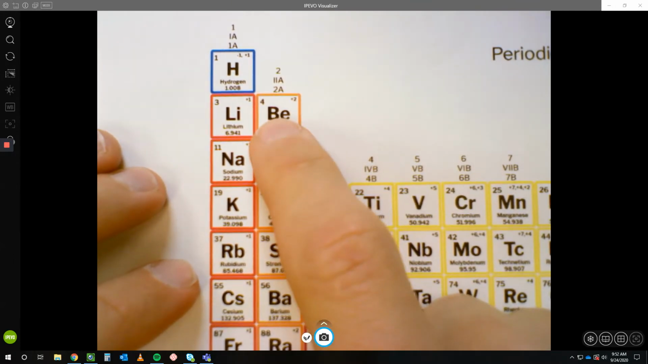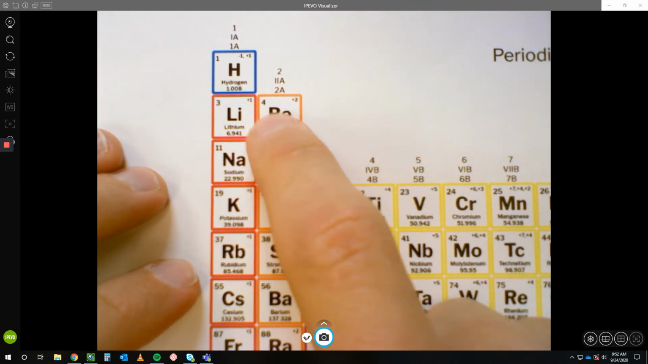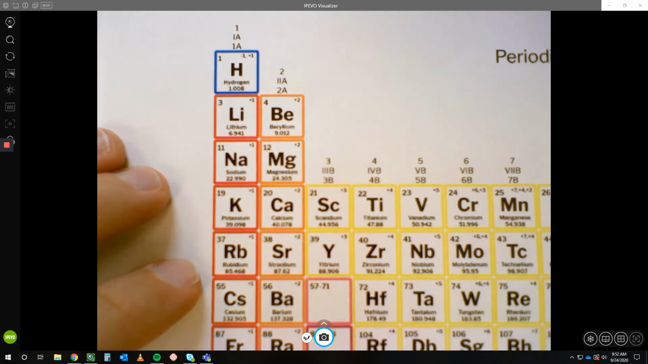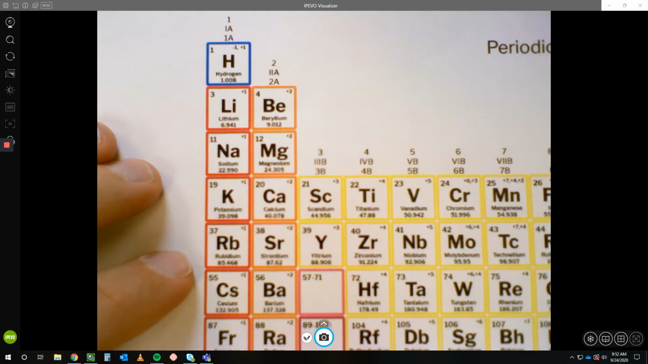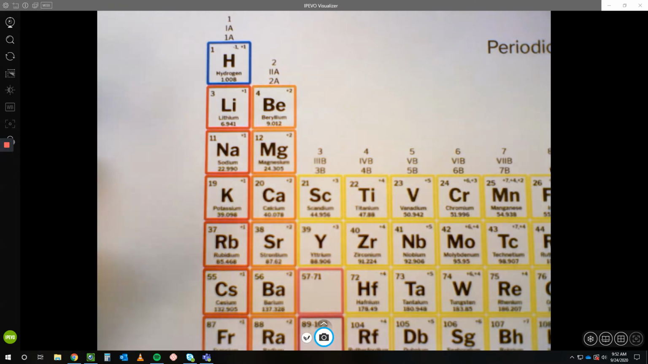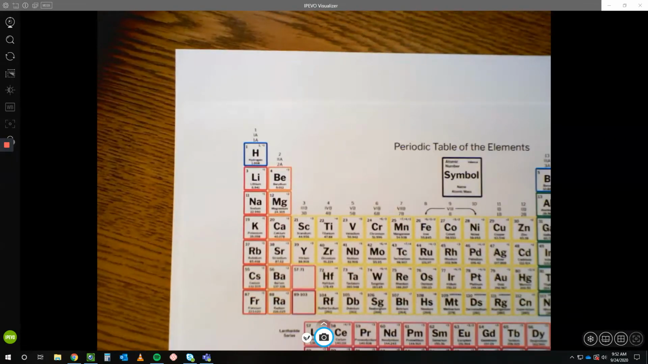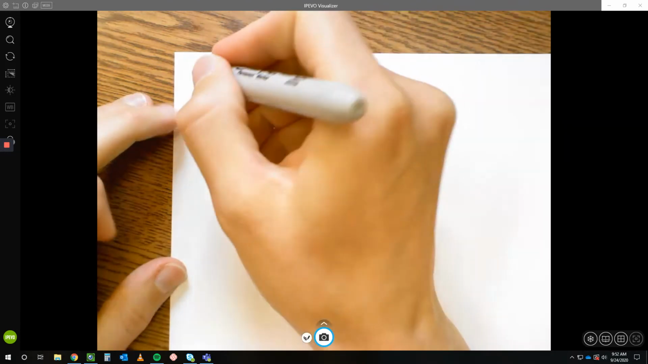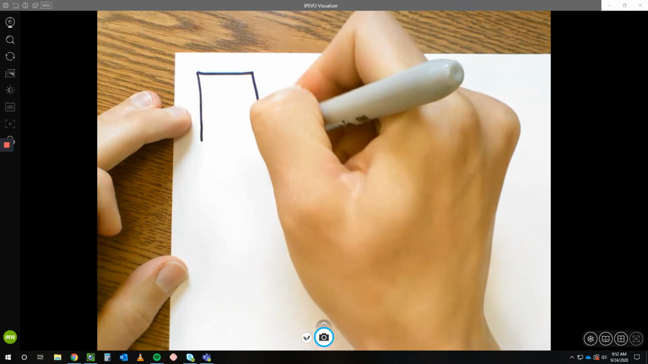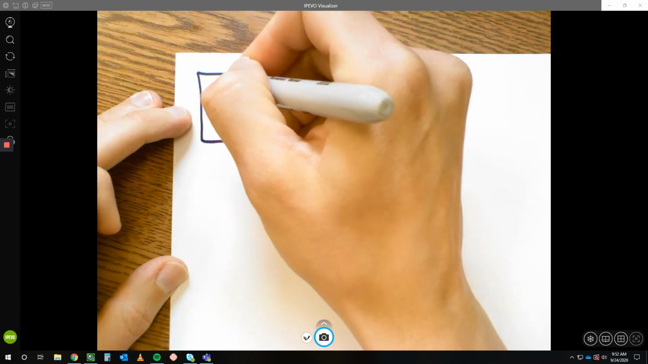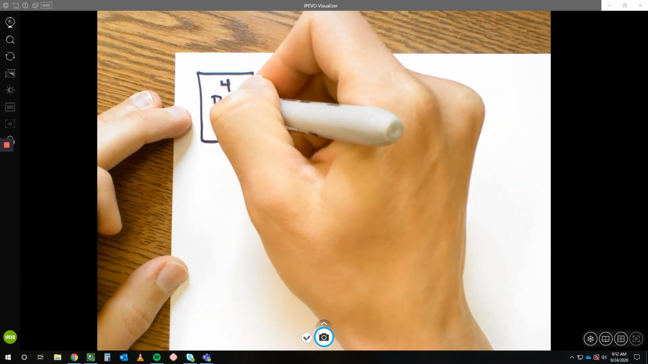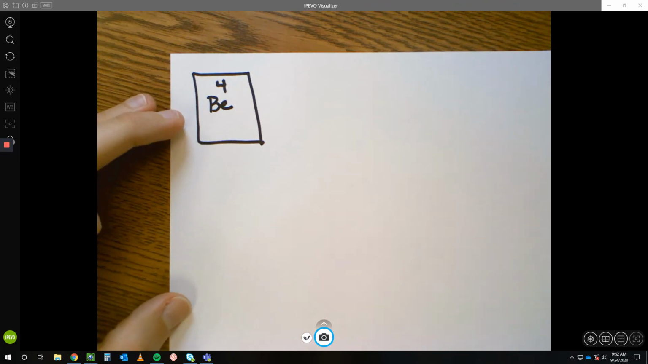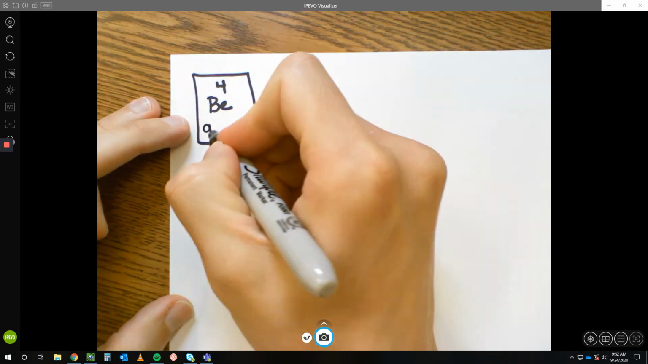So beryllium is number 4 on the periodic table, if you look at the 4 up top. The symbol is Be. The element name is beryllium, and the atomic weight is 9.012. I'm going to draw that a little bit larger so that we can all see what's going on. I'm going to start by drawing a square, writing the number 4, and putting Be. Since I'm using a Sharpie, I'm not going to write out the element name, but the atomic weight is 9.012.